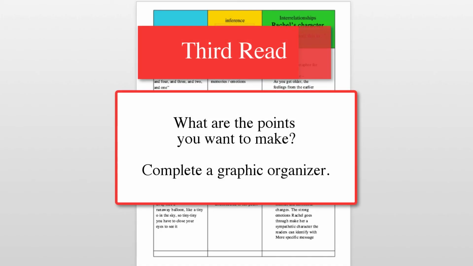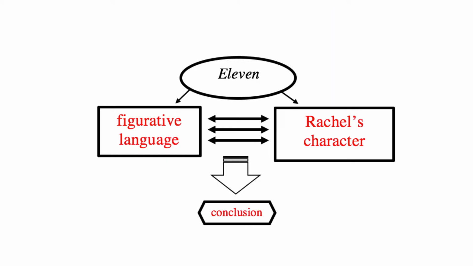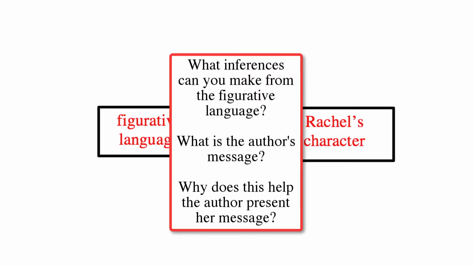The purpose for this third read is to decide which text you'll use to support the points you want to make in your essay. You'll be completing a graphic organizer to gather this information. Looking at the flowchart from our first day, we want to answer the prompt with ideas that address the interrelationships between figurative language and Rachel's character. What figurative language lets you make inferences about Rachel's character? What are those inferences? What is the author's message? Why do the author's choices help her present her message? These are the points you want to make in your essay.